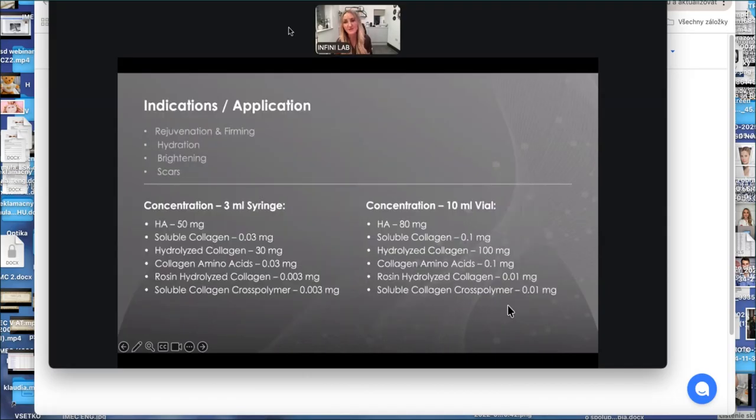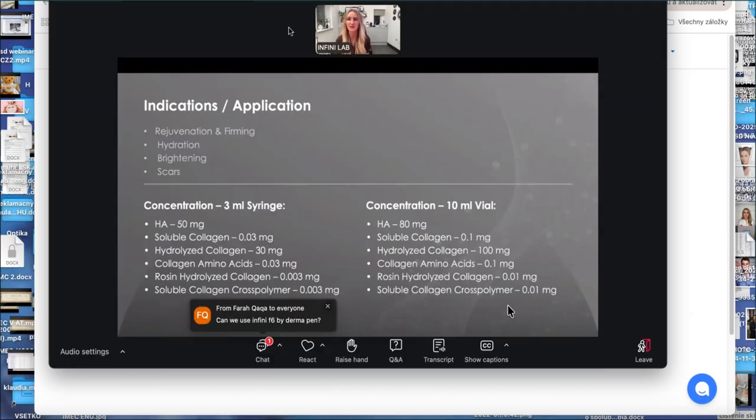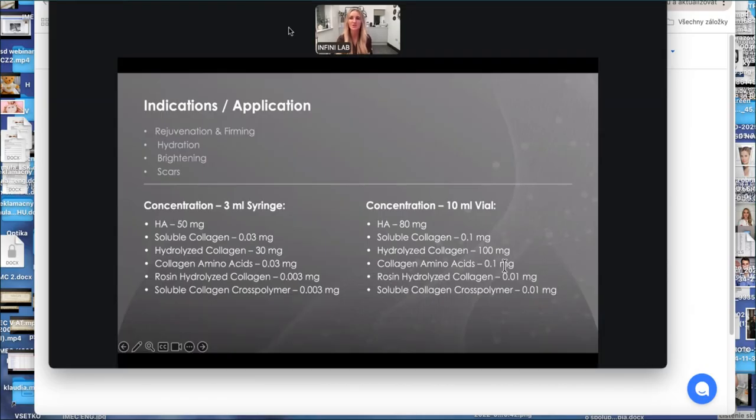F6 comes in two forms, a 3 ml syringe and a 10 ml vial. And this is not just about different packaging; they have different concentrations and work in a slightly different way. The 3 ml syringe is a little bit stronger, a more focused stimulator. The syringe has a higher concentration of active ingredients, so it gives the tissue much stronger and very focused signals.